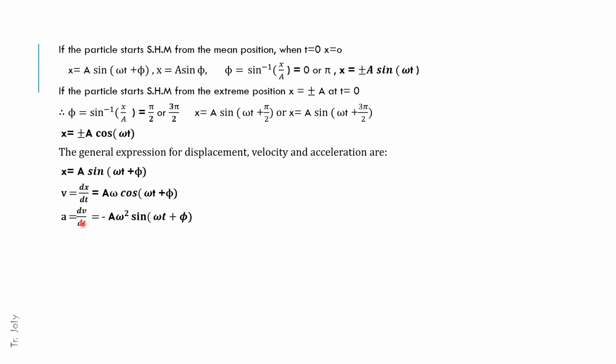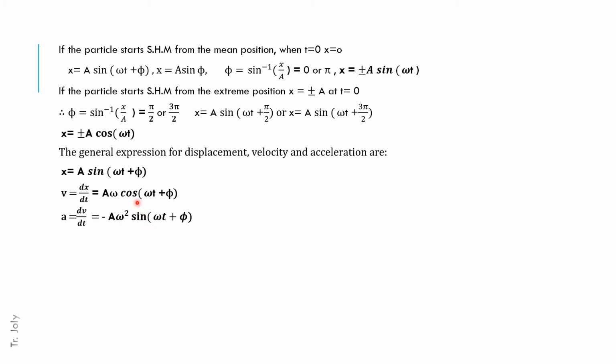Now acceleration, the rate of change of velocity. Again find out the derivative of this one. So a omega is a constant. The derivative of cos (omega t plus phi) is minus sin (omega t plus phi). Again the derivative of omega t is omega. So omega into omega, omega square. So you will get the equation for acceleration: minus a omega square sin (omega t plus phi).